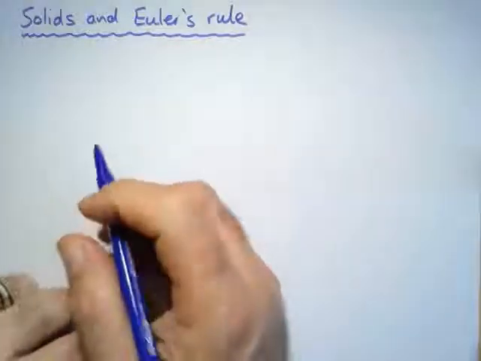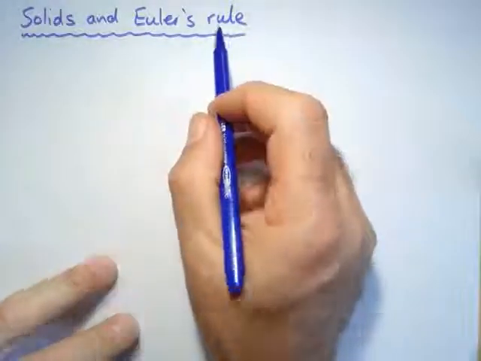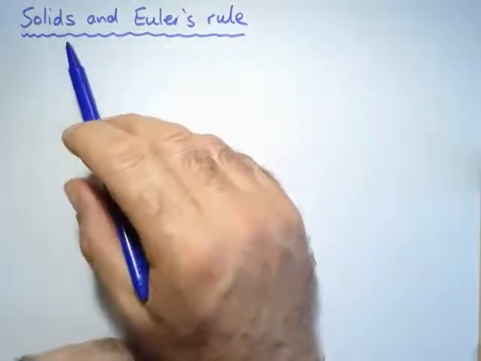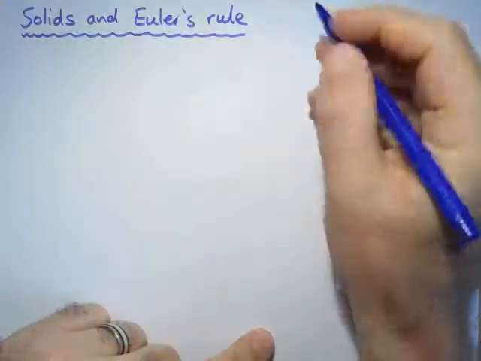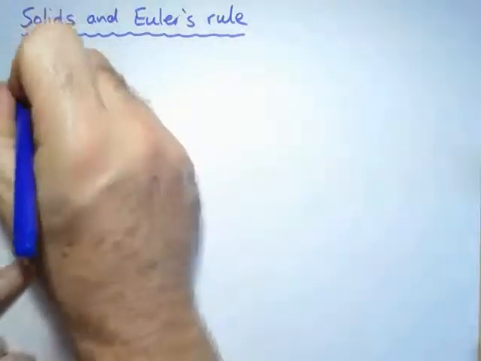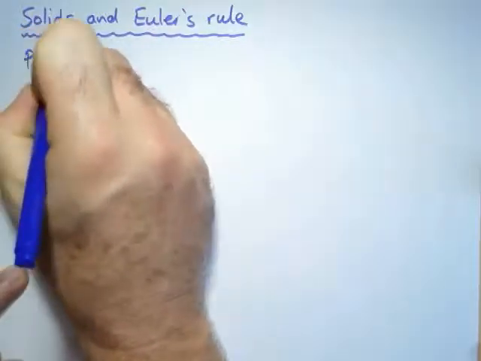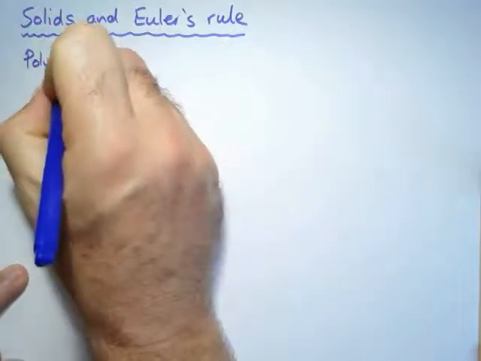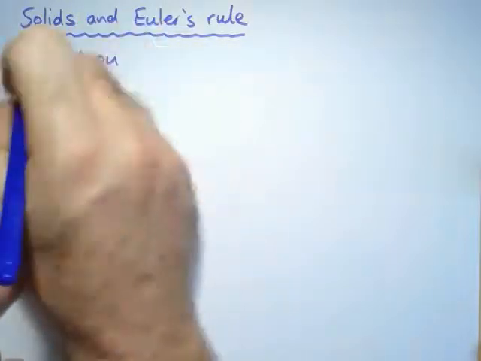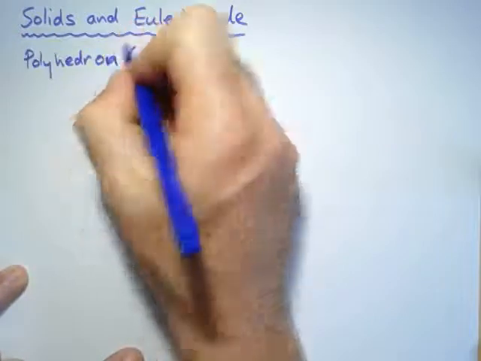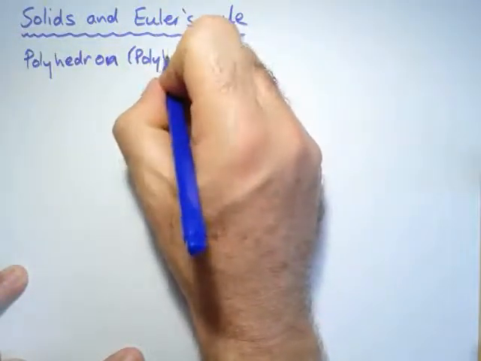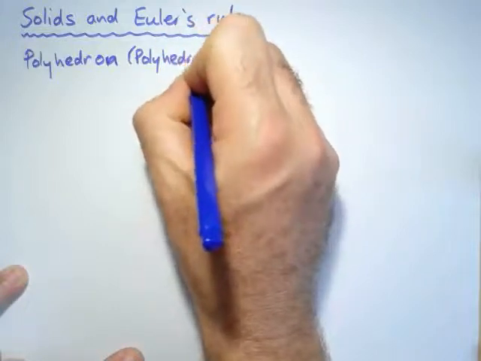Solids and Euler's rule. Now, I'm just going to mention Euler's rule. We're not going to use it so much. So we're basically going to look at solids. Now, when I look at solids, the first type of solid that I'm looking at will be polyhedron. The plural for polyhedron is polyhedra. So more than one is polyhedra.